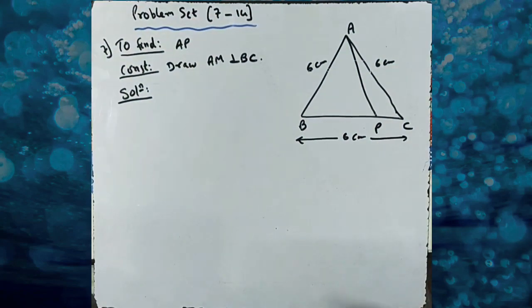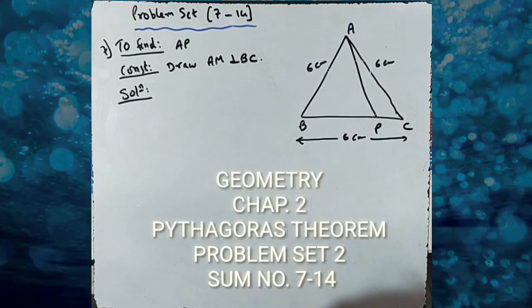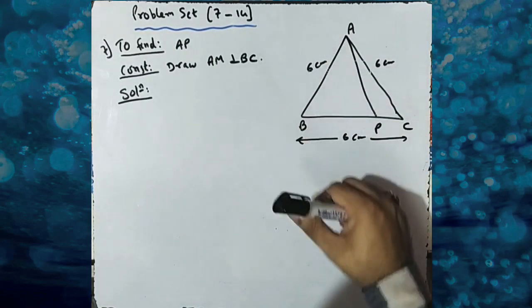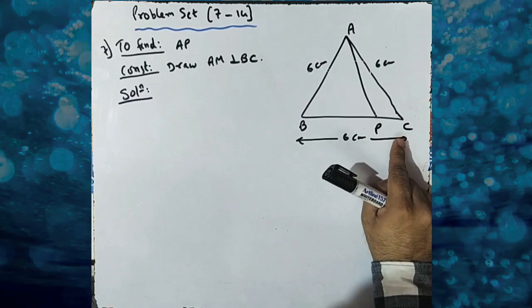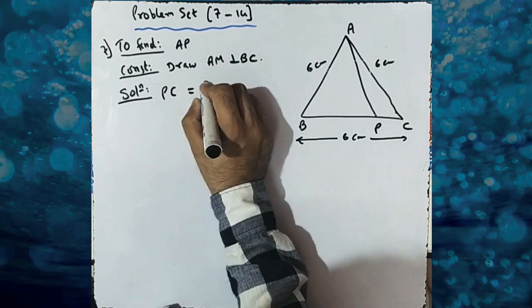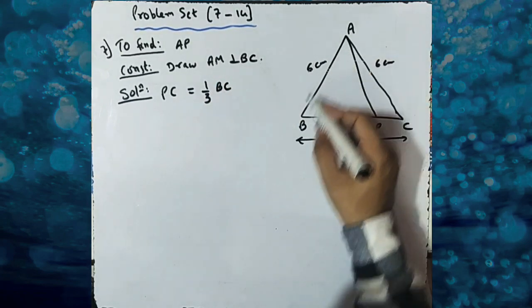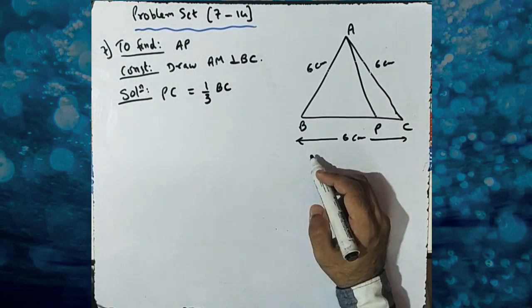In this video, we will be solving problem set sum number 7 to 14. Seventh sum: triangle ABC is an equilateral triangle. P is a point on the base BC such that PC is equal to 1/3 BC. AB is equal to 6 centimeter and we want to find out AP.